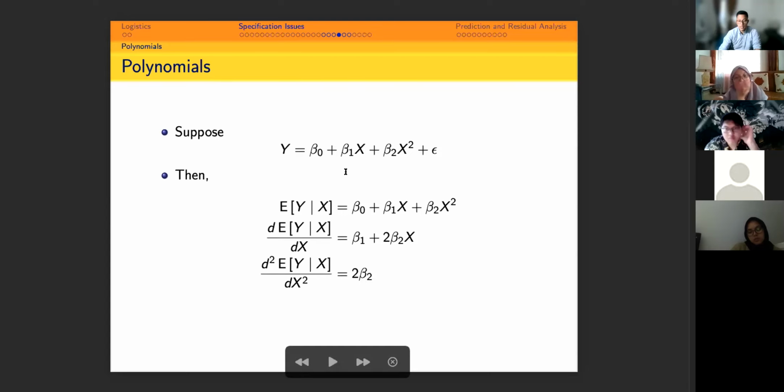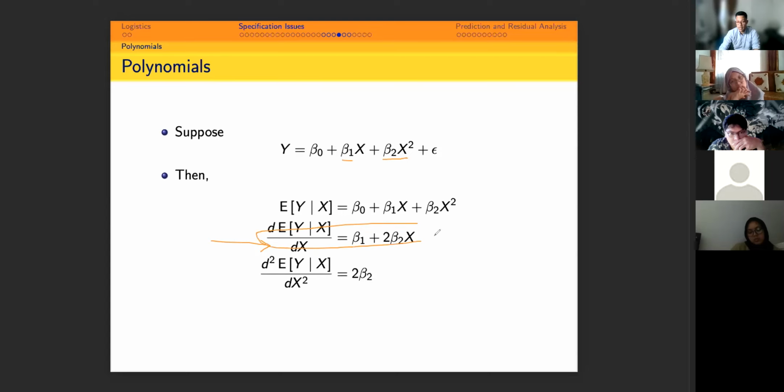So what we're interested in is the marginal effect of x on y. If x changes by 1 unit, what would happen to y? Here it's clear that the first derivative of y with respect to x is going to be beta 1 plus 2 times beta 2 multiplied by x. So this is basically the partial effect of x on y.